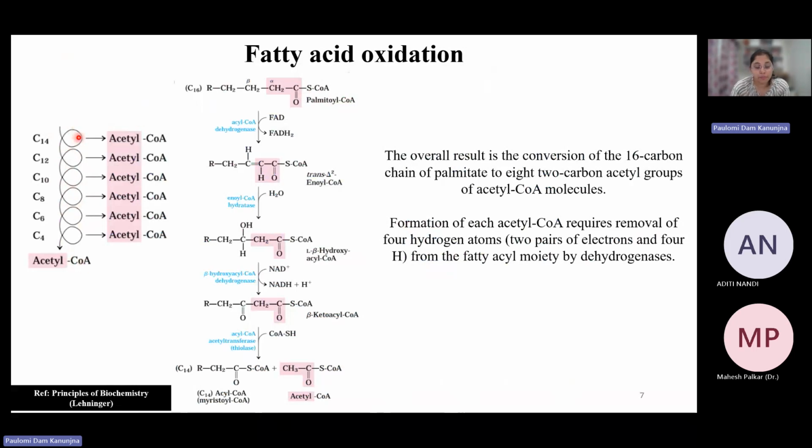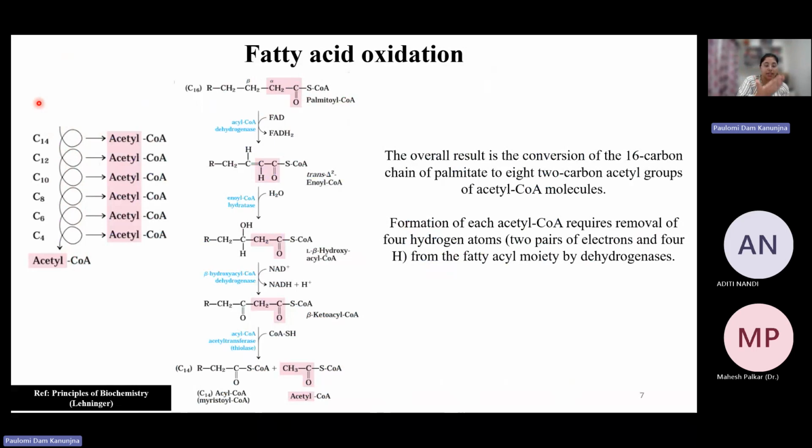And all this breakdown is vertical. What you're seeing is 2 carbons being removed as acetyl coenzyme A. These are the pink shaded ones. The ones colored in pink here are the carbons that are removed, and they're removed as acetyl coenzyme A. So if you start from palmitate, a 16 carbon chain, at the first step you have acetyl coenzyme A removal. So 2 carbons are removed.